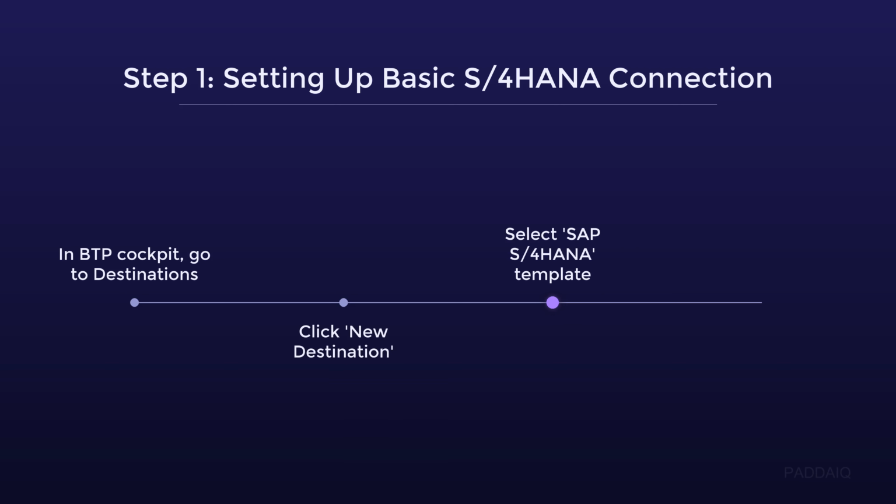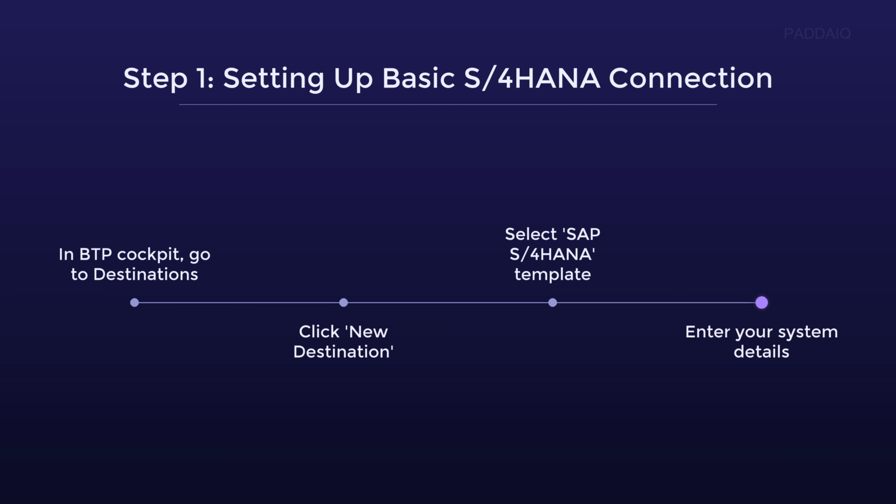Select SAP S/4HANA template. This means choosing a pre-configured setup to link your cloud application with an S/4HANA system. For example, a company building an analytics app would use this template to securely pull financial data. This initial choice simplifies connecting to your core business suite.